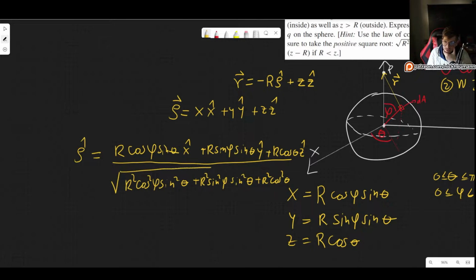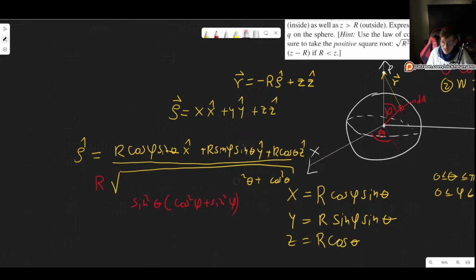So what do we do here? We need to factor out r squared, but of course when we take it out of the square root, it's going to be r, where the square goes away. So then r squared, r squared, and r squared, they all go away. And now we can factor out sine squared of theta, times cosine squared of phi plus sine squared of phi.